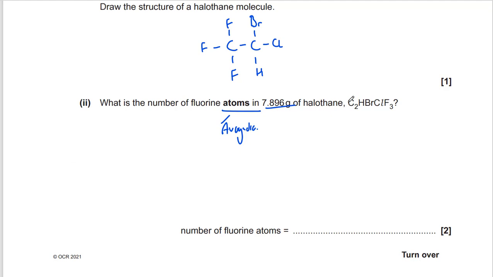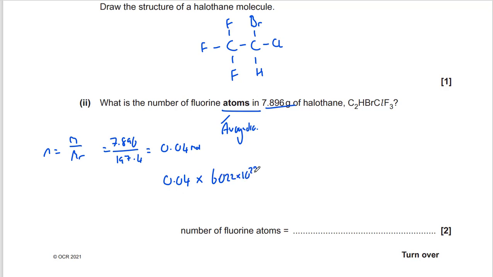Luckily, we've got the mass and the molecular formula. So the number of moles is mass over molar mass, and therefore 7.896 over the molar mass, which is 197.4, which they give you in the question, gives you 0.04 moles. Now, to work out the number of atoms of fluorine in halothane, we first need to work out how many molecules of halothane we have. So we're going to do 0.04 multiplied by the Avogadro number, 6.0222 times 10 to the 23. Put a decimal point there, I missed that out.